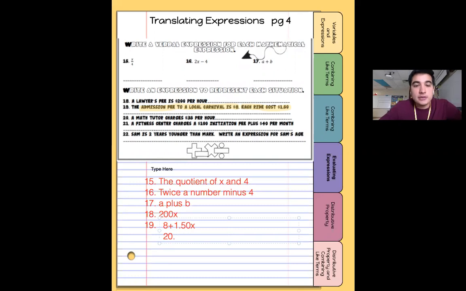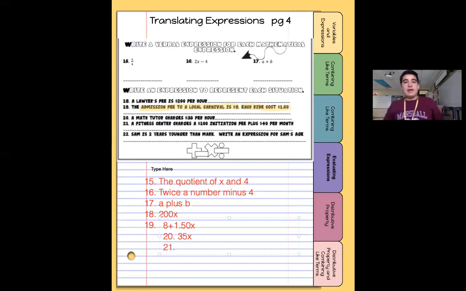So 20, a math tutor charges $35 per hour. That one is just like number 18, right? Where we had 200 per hour. But instead of 200x, we're going to have 35x. Okay, that's going to be the expression for 20.